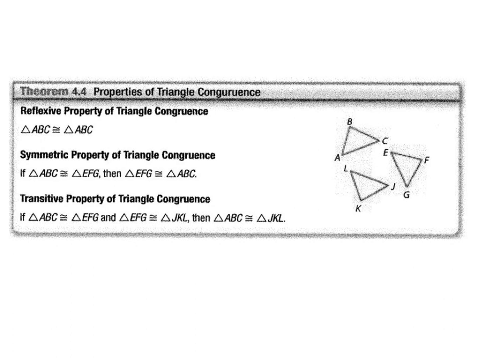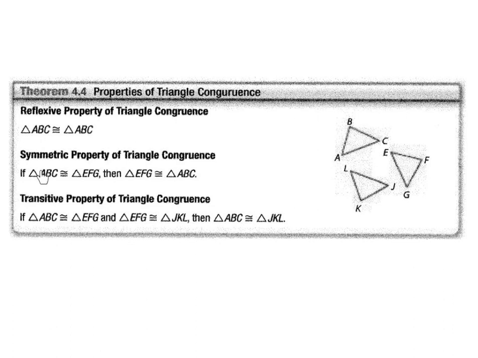And last but not least, properties of triangle congruence. I know congruence is spelled wrong here. I'm sorry. Going back, you've seen all these before: reflexive property, symmetric property, and transitive property. They also apply to triangles. The reflexive property of triangle congruence says triangle ABC is congruent to triangle ABC. It is congruent to itself.